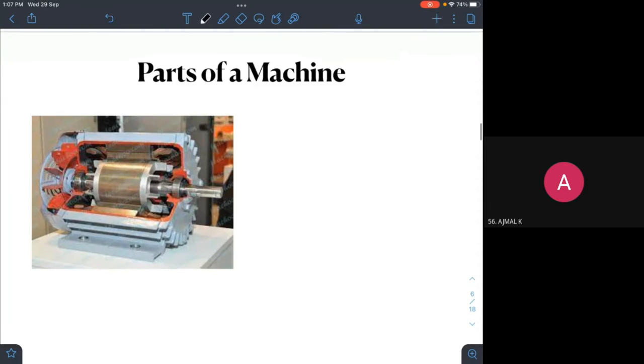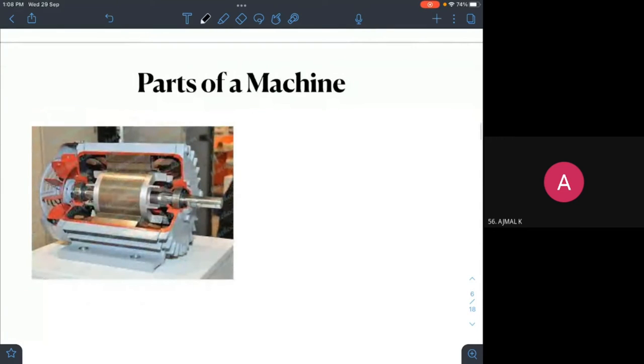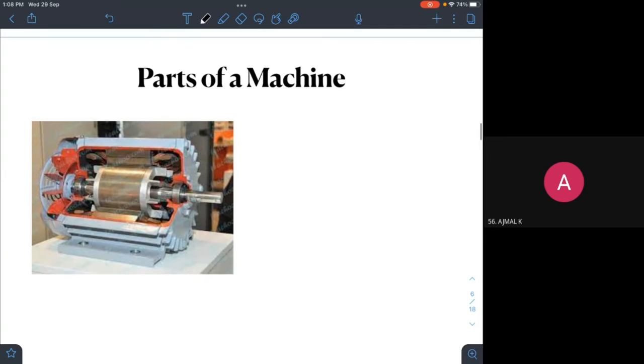So now we will see the parts of a machine. It is going to be the same for whichever kind of machine you are seeing. I have shown a machine here, and it has several parts. The outermost case is what we call the frame of a machine. And inside that, we will have the stator and rotor, right? And a shaft also, right?